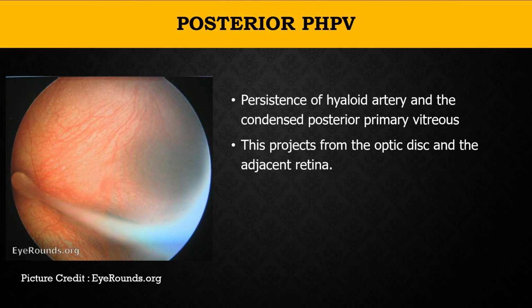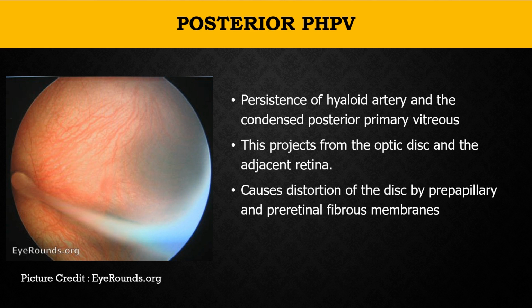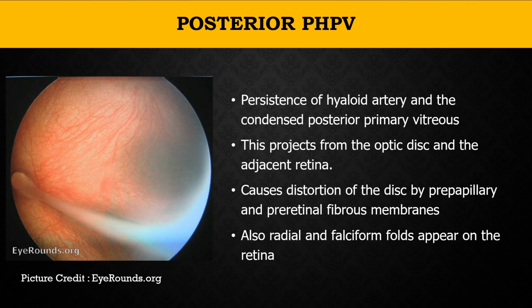Now usually you are going to see this vascular or fibrovascular structure projecting from the optic disc to the adjacent retina. Okay, and this will also cause distortion of the disc by the prepapillary and preretinal fibrous membrane. So what did I tell you? Wherever there is a vessel which is anomalous, there will also be a fibrous component associated with that vessel, and there will be contraction, and because of that contraction of the fibrovascular structure, there will be traction on the adjacent structures, and in this case it is the disc, and therefore the disc will be distorted in case of posterior PHPV.